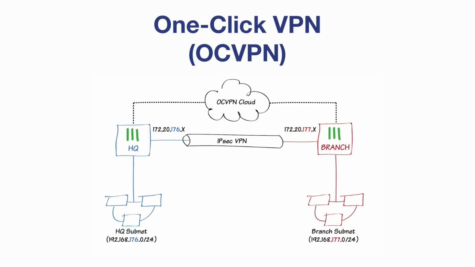You can repeat the first step of this tutorial to add up to 16 nodes to the OCVPN cloud, but this example will only cover the configuration of 2 nodes, headquarters and branch.